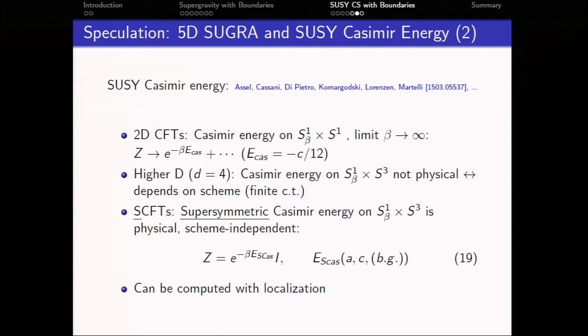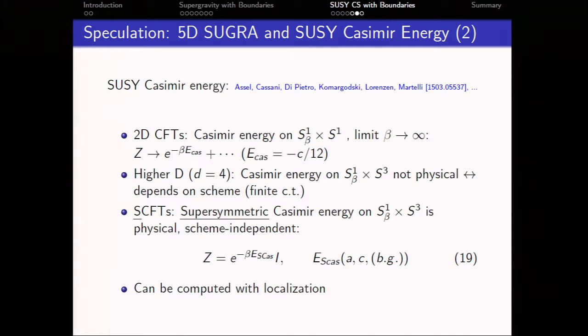However, what these authors pointed out is that in superconformal field theories, you can define something very similar but physical. There's something called the supersymmetric Casimir energy, again on this cylinder, and this is physical, which means it's scheme independent. In particular, just schematically, your partition function behaves as e to the minus beta E, similar to up here, times your superconformal index.